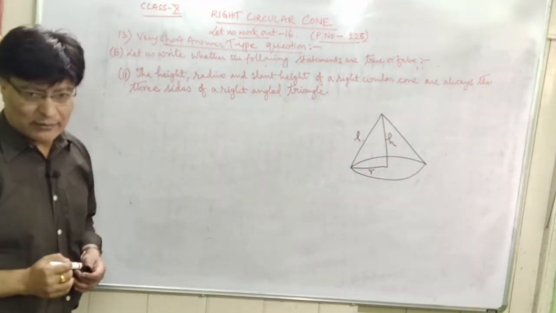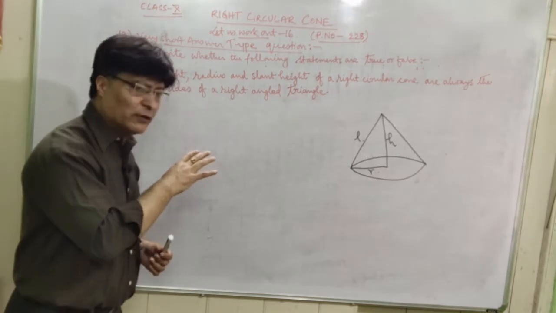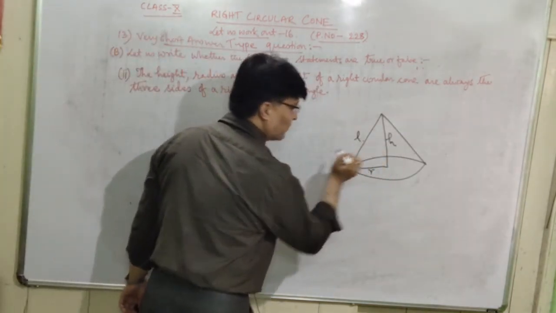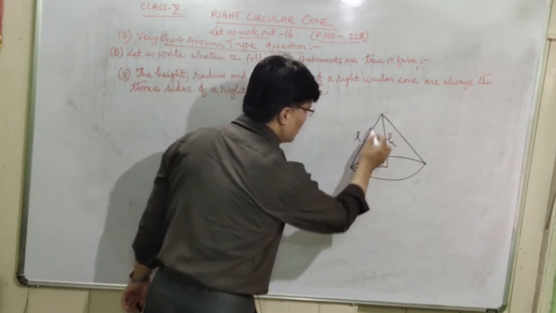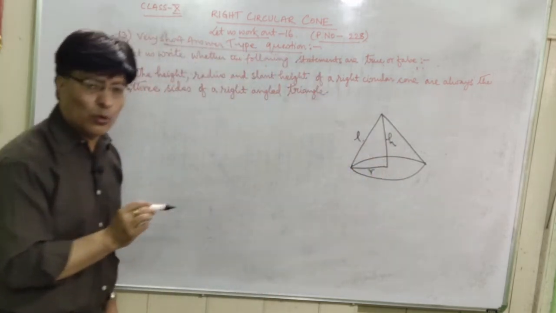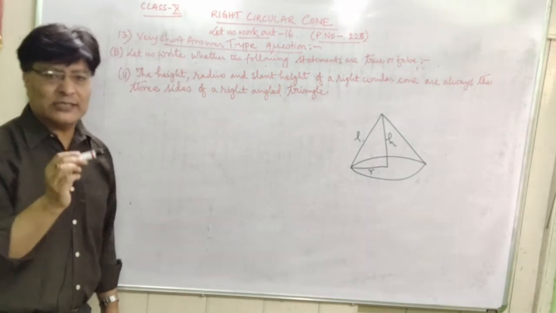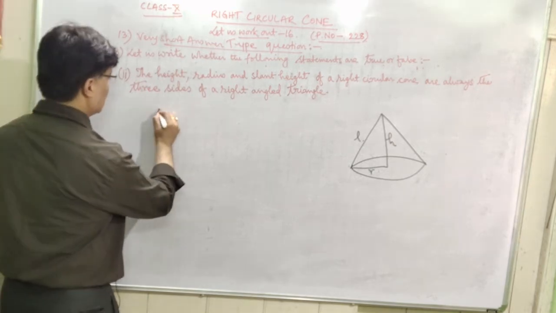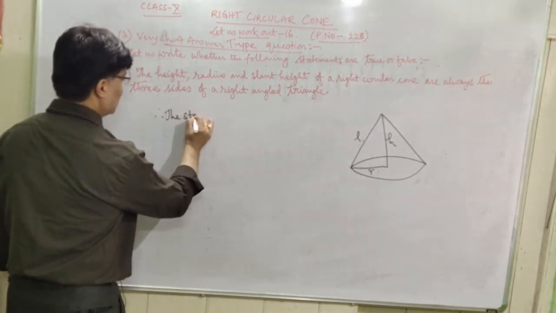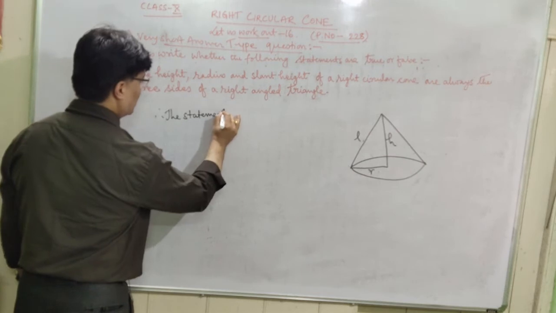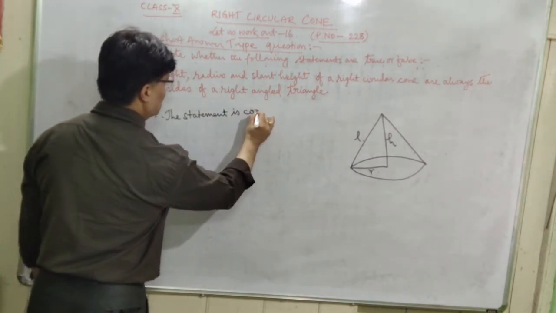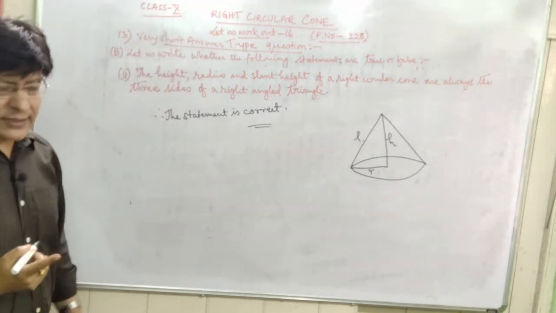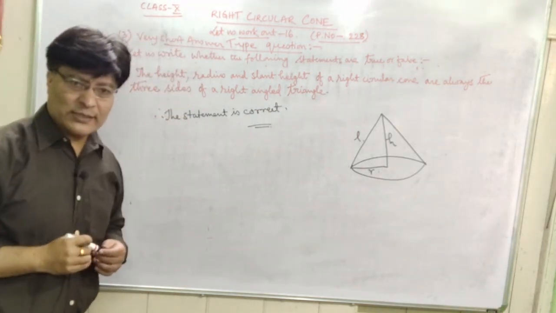the right angle triangle. So from this figure we can say that this slant height, this vertical height and the radius of the right circular cone are always the 3 sides of a right angle triangle. So the statement is correct. So therefore you can write down that the statement is correct. So from the figure we have seen that the statement is always correct.